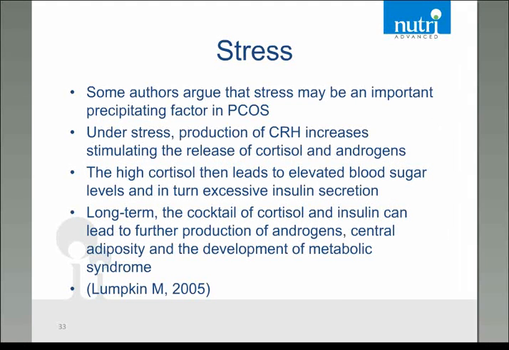So if we think about it from a stress point of view, some authors argue that stress may be an important precipitating factor in PCOS. Under stress, production of CRH increases, stimulating the release of cortisol and androgens. The high cortisol then leads to elevated blood sugar levels and in turn excessive insulin secretion. Long term, the cocktail of cortisol and insulin can lead to further production of androgens, central adiposity, and the development of metabolic syndrome.